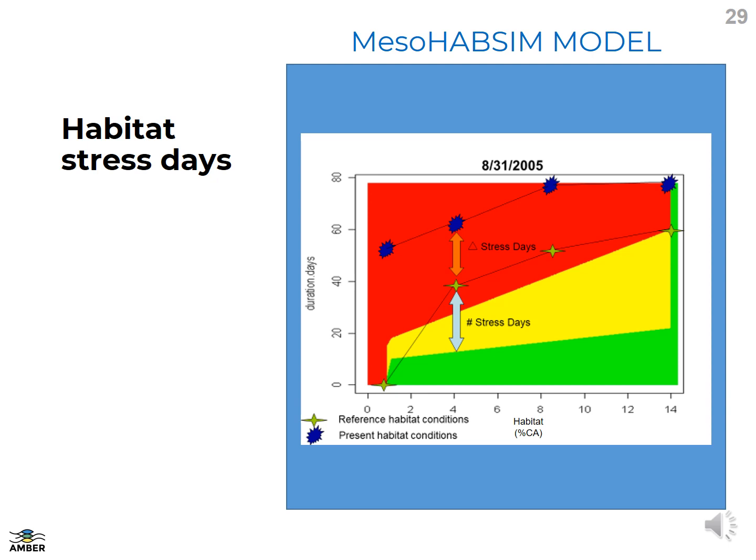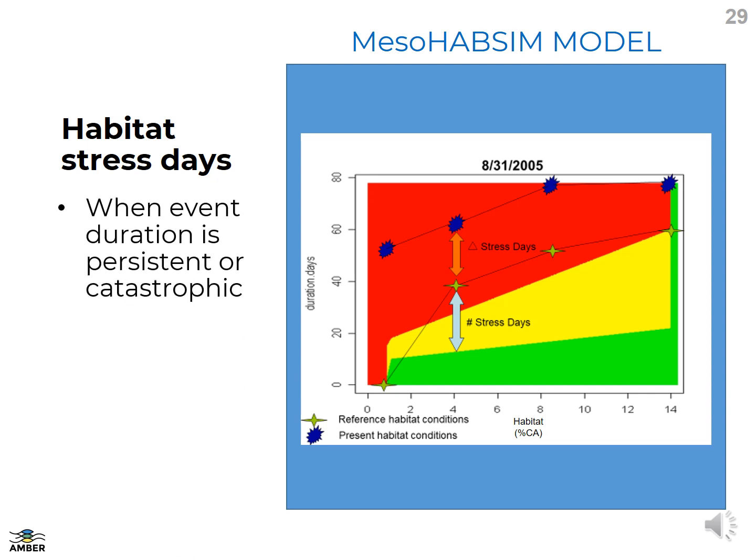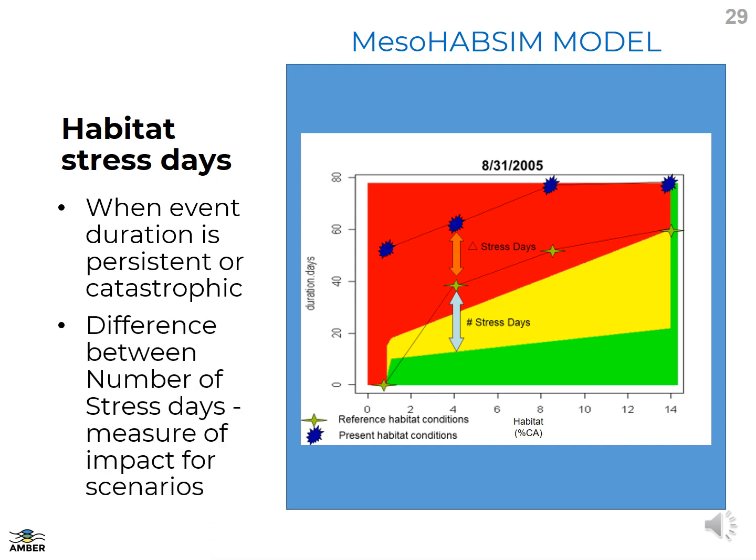The actogram demonstrates the duration days on y-axis and percent of channel area that is suitable habitat. On the actogram, the conditions occurring at any given day can be plotted for reference and present habitat conditions, for example. From the moment when the habitat deficit duration exceeds persistent threshold, we speak about habitat stress days. The difference between the habitat stress days at different scenarios is considered to be alteration of habitat stress days and can be used as a metric for measuring of the impact.